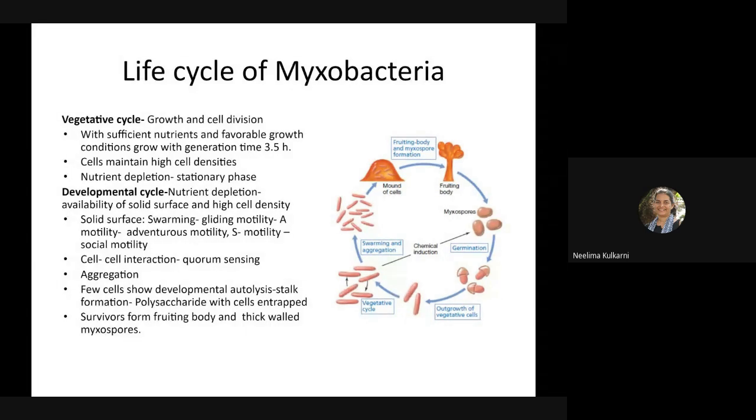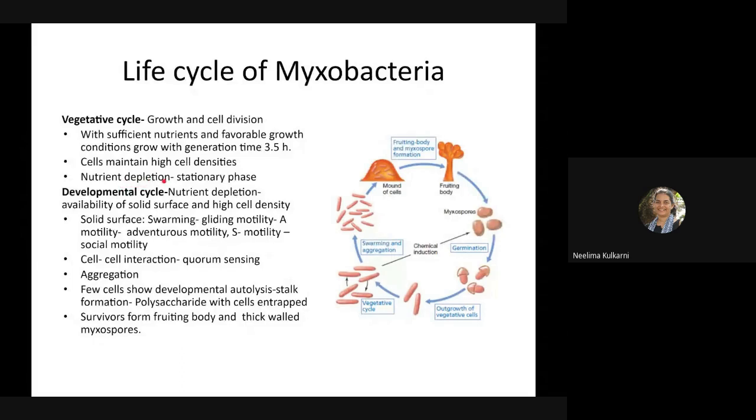So they will show swarming, and whenever nutrients are available, the colony will spread out. The swarmers will be present at the edge of the colony. From the edge they will migrate, move out, and come back. So they show this swarming type of movement, wherein the cells continuously move forward and backward. You will see this movement also in the video which I'm going to show later on.